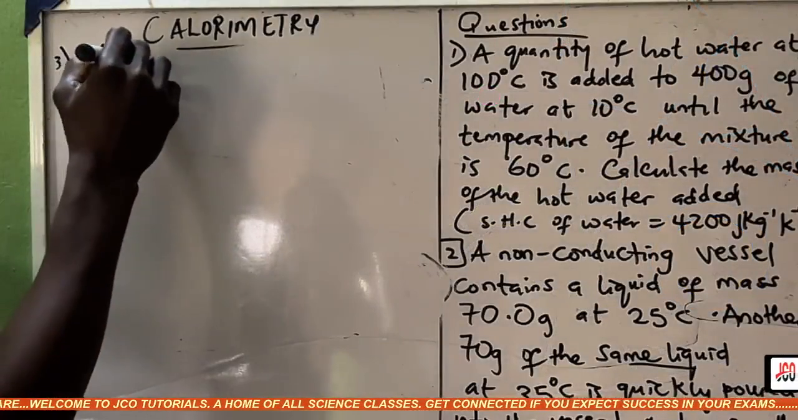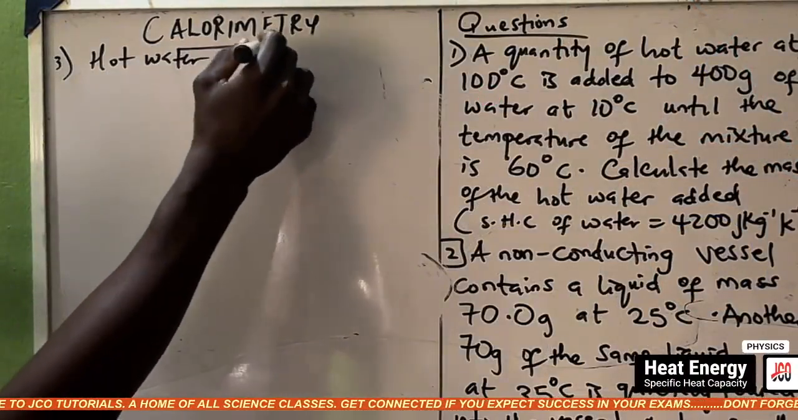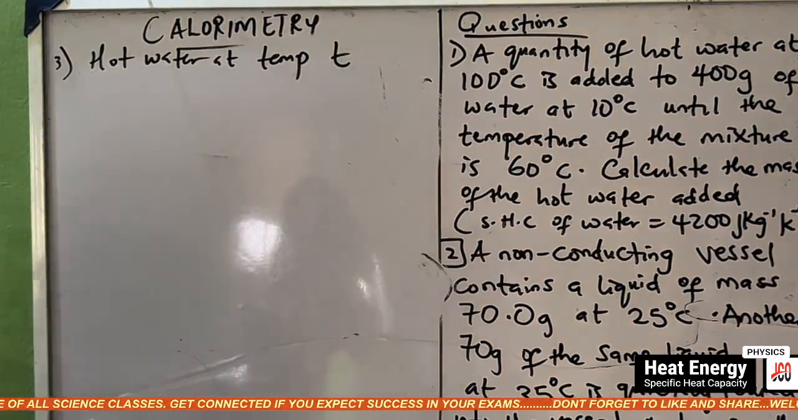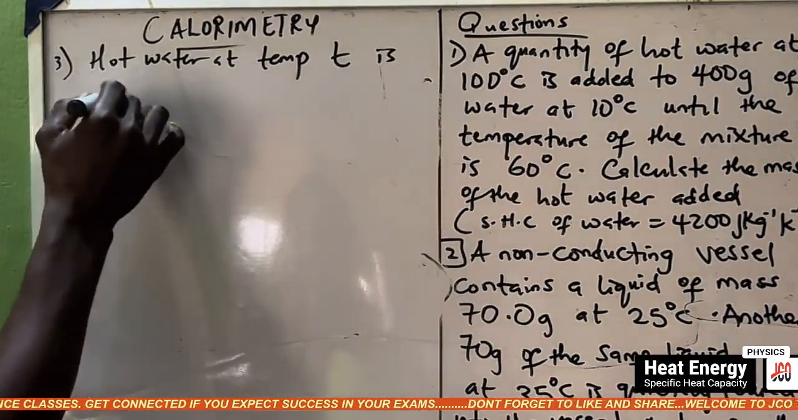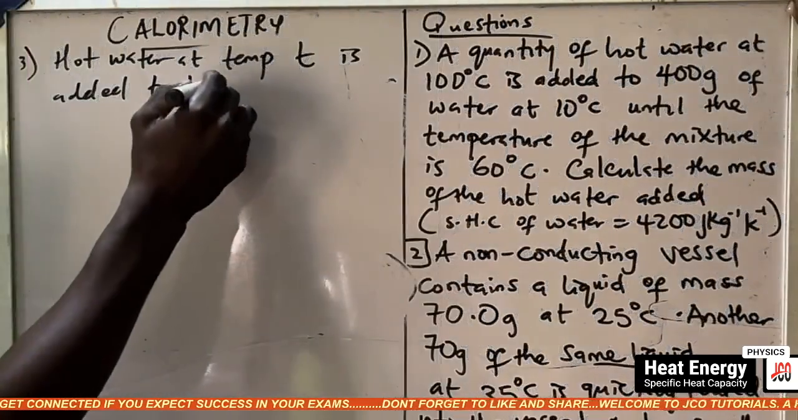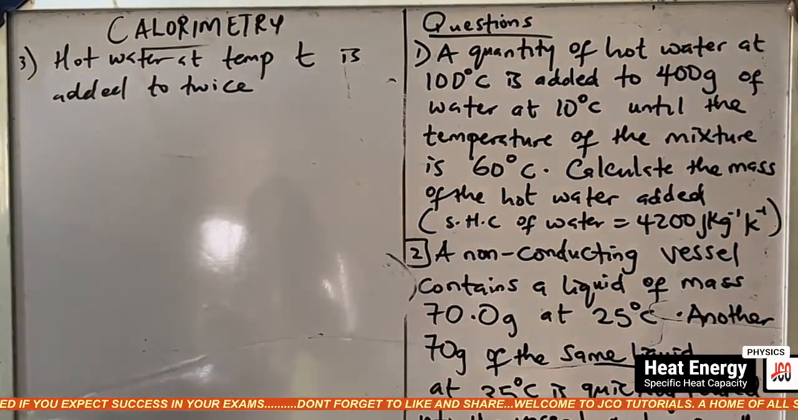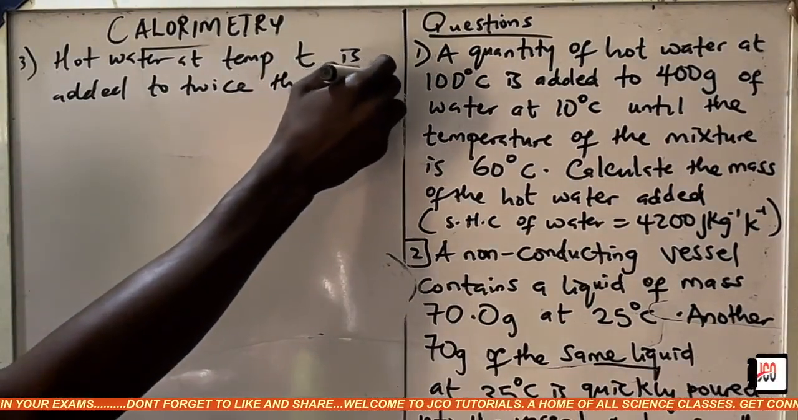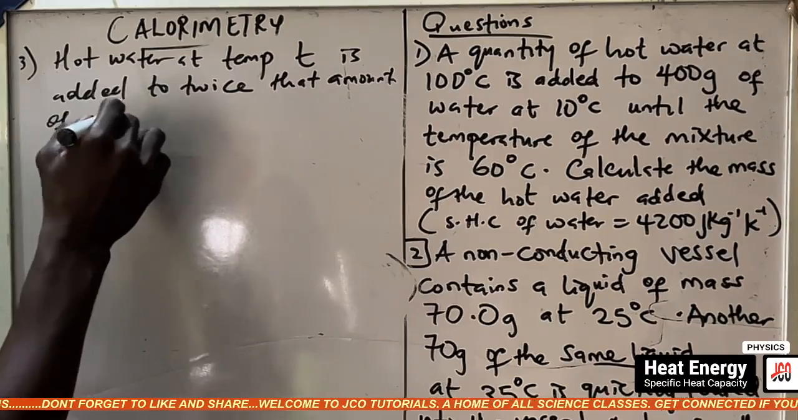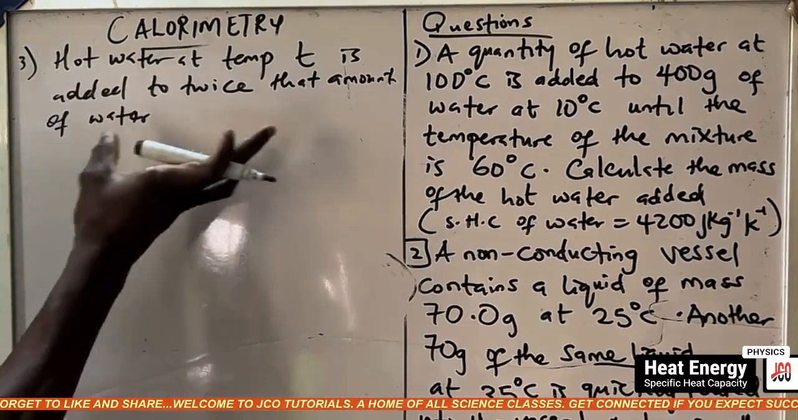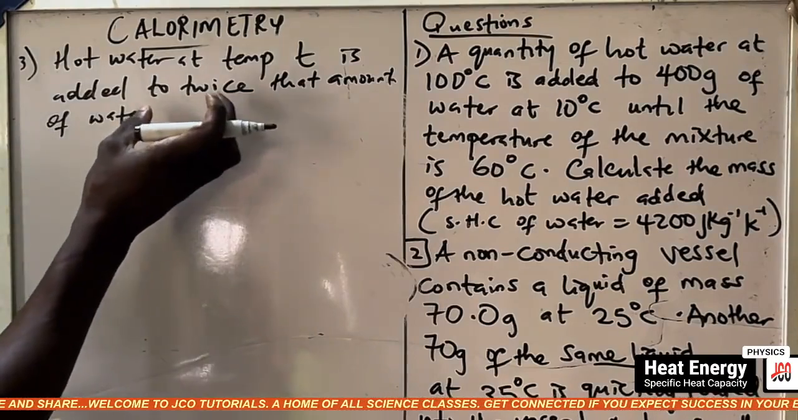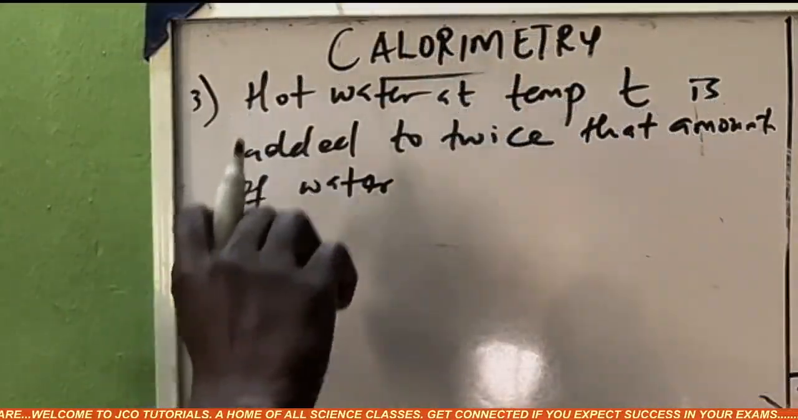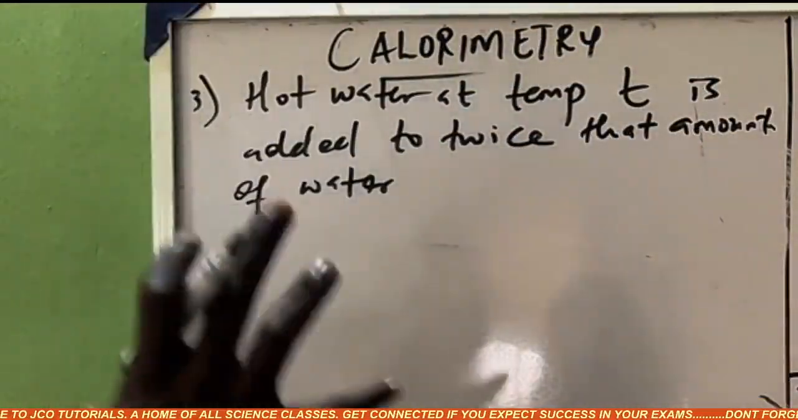Question 3. Hot water at temperature T, so that's the temperature of the hot water, is added to twice that amount of water. Which water? This particular water that is hot. Hot water is added to twice this amount of water. So the original water, the hot water, is added to twice the original water.